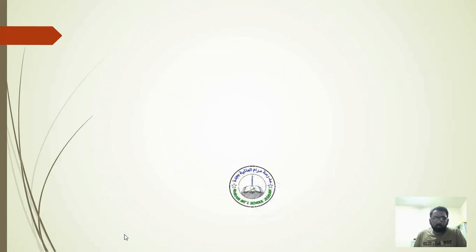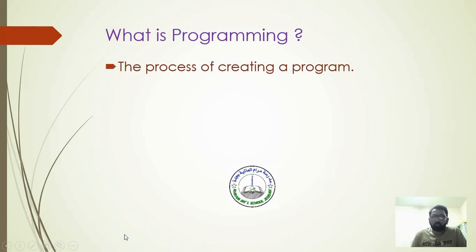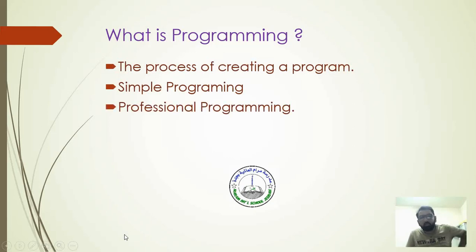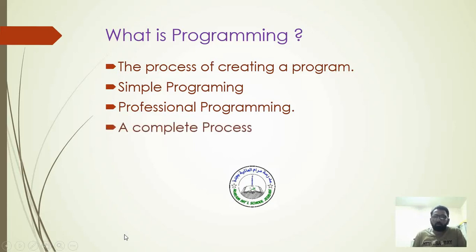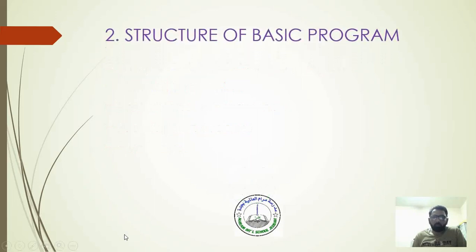Before we start, I must tell you what programming is. It's a complete process to create a program. There are two types of programming, simple programming or professional programming. It's a complete process with 5 steps which we have discussed in the earlier lectures, so I will not go into detail. We have already discussed it.